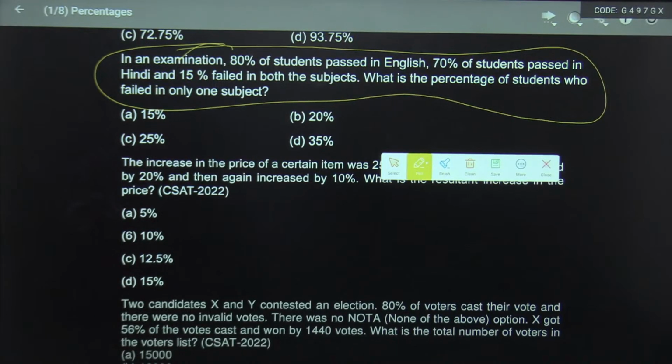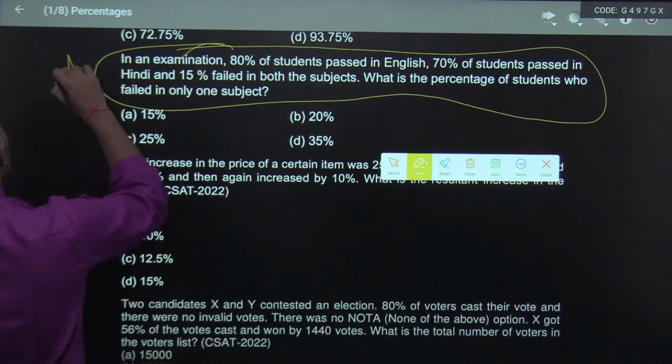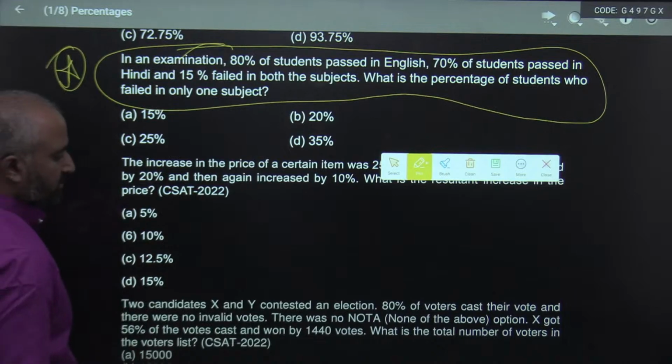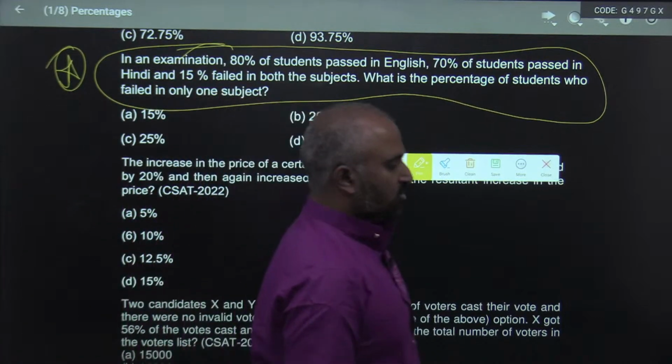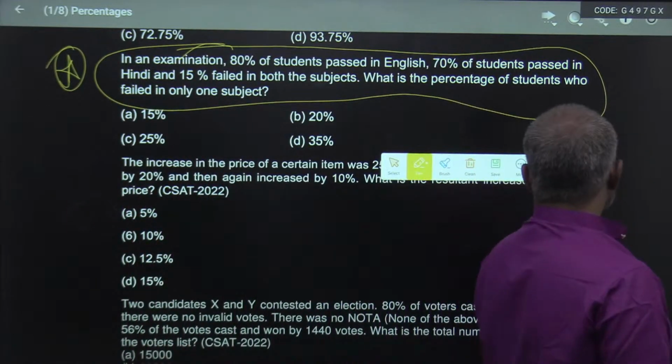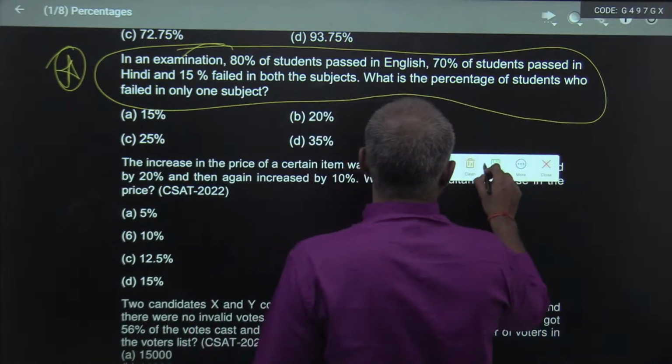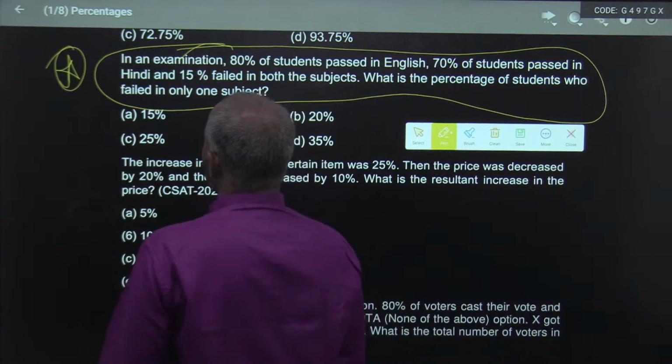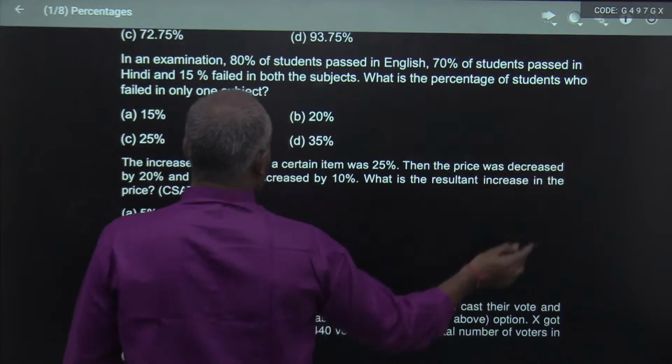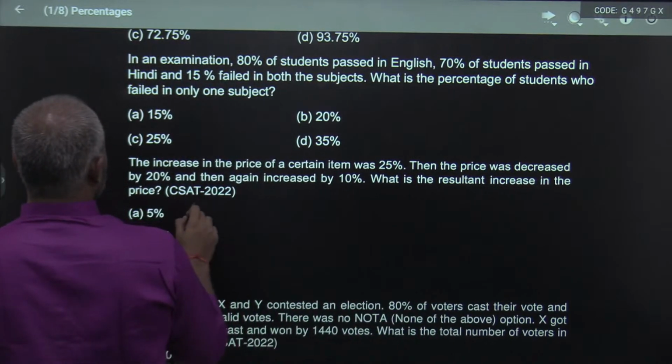The answer will be much faster if you convert to those parameters that are asked in the answer. I hope this is clear. Now let's go for the next one. This is CSAT 2022.